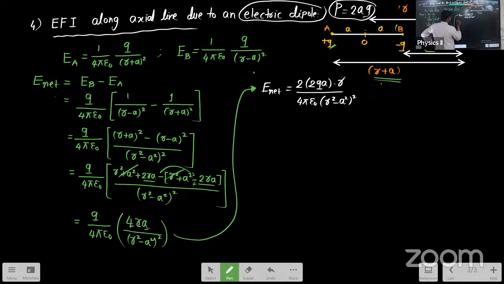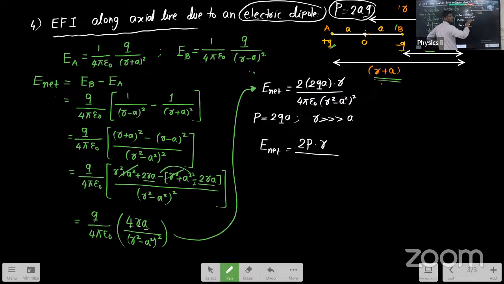I know the value of P: P is equal to 2QA. Further, I am considering one more condition. What is that condition? This value of R, this distance from the center of the dipole to point P, is very large when compared to distance A. So the above equation will become E net is equal to 2 into, in place of 2QA, what are we supposed to write? P into R divided by, as R is greater than A, I can neglect A. R is very much greater than A, so I can neglect A.